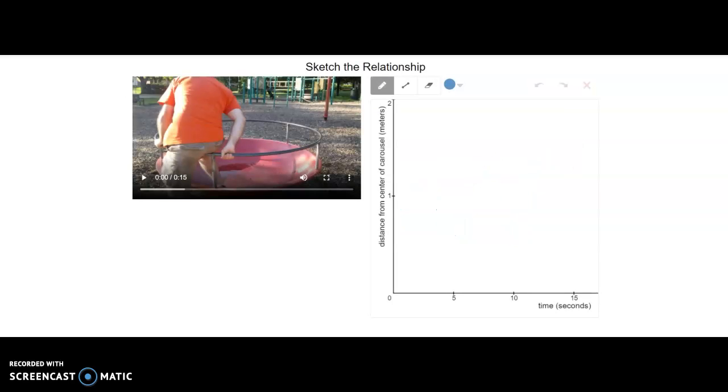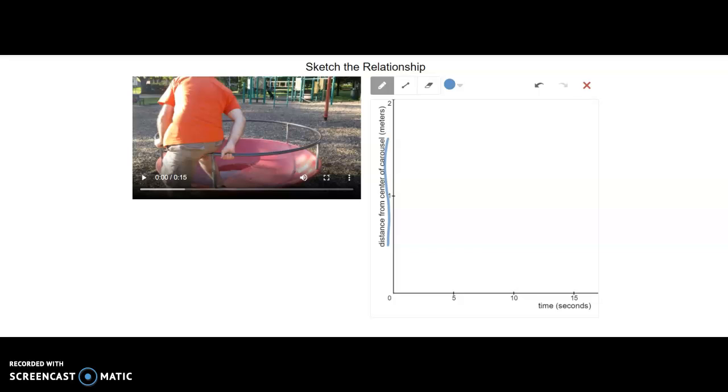So the next one here, you might think, well, isn't it the same? Well, look, distance from the center of the carousel. So we want to look at where the center of the carousel is and how far away this guy is from it. So go ahead, pause the video, rewatch this little video, and decide what you want to draw. Remember, we are staying school appropriate and drawing the lines.